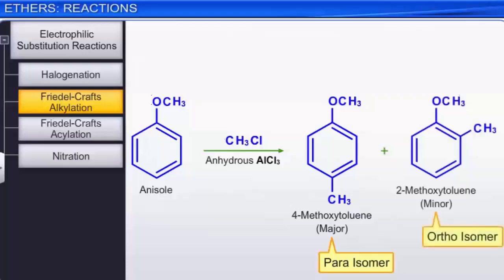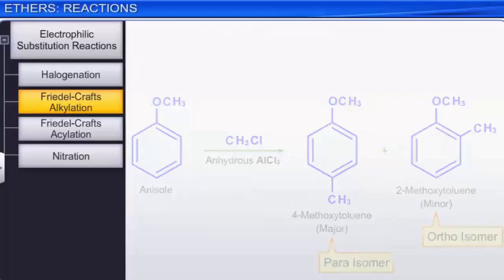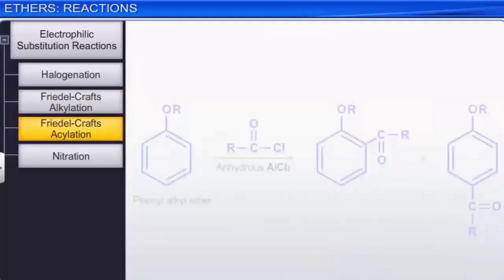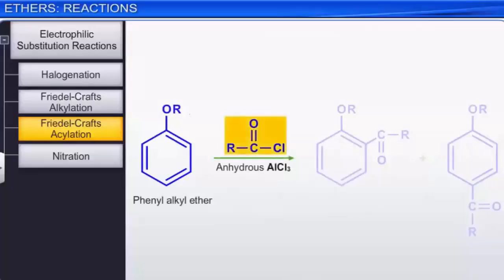Friedel-Crafts acylation reactions are also possible. Phenyl alkyl ether reacts with an acyl chloride in the presence of anhydrous aluminium chloride as a catalyst. This introduces the acyl group at the para and ortho positions.